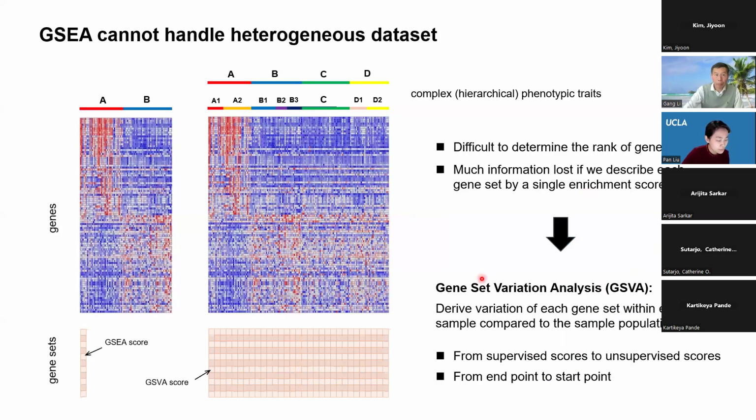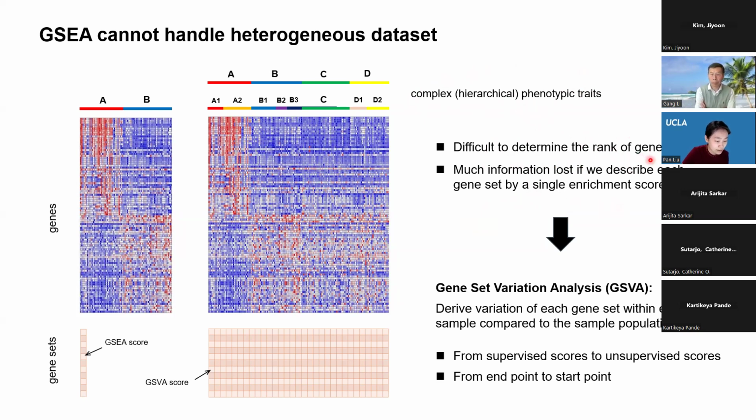However, one thing is that if we want to do the GSEA, we need to rank the genes first based on their association with the phenotypes. But what if the data set we are looking at is much more complicated? For example, what if we are interested in more complex or even hierarchical phenotypes? Then it will be very difficult to determine the ranks of the genes.